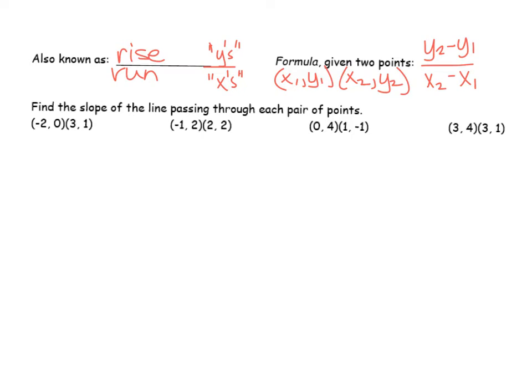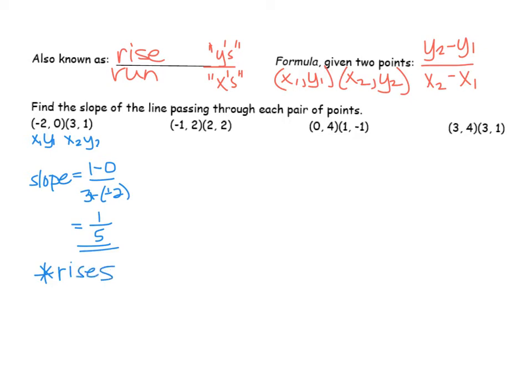So let's try a couple down below. It says find the slope of the line passing through each pair of points. In that first set of ordered pairs, we'll identify them as x1, y1 and x2, y2. And then you literally just plug it into your slope formula. So we'll say slope equals y2 minus y1, which would be 1 minus 0, divided by x2 minus x1, so we have a double negative. 1 minus 0 is 1. 3 minus negative 2 becomes 3 plus 2, which is 5. The slope is 1/5. From left to right, the line rises because the slope is positive.